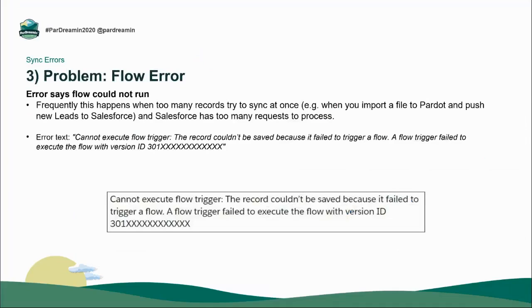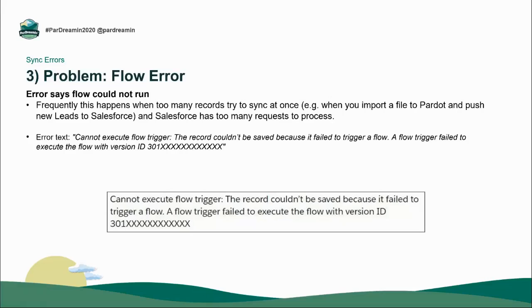And so this takes us on to common error number 3, which is where you'll get a flow error message, cannot execute flow trigger. So this one I've obfuscated, obviously, because it was a screenshot. But basically this means that too many things tried to happen in Salesforce, and Salesforce choked and couldn't execute the flow.